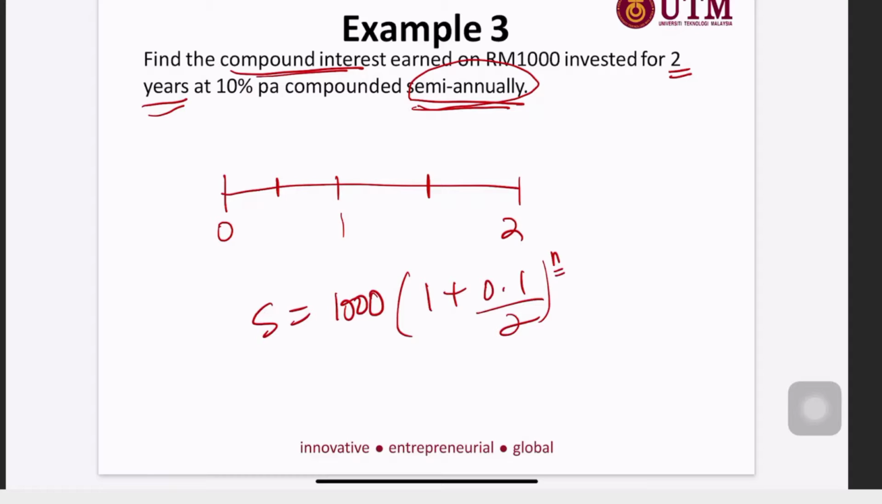What is the value of your n actually? Anyone want to help Zainab? Yeah, Zainab. It's 8 for n, because every year is semi, right? I will divide it by 2. You said it should be 8? Yes.